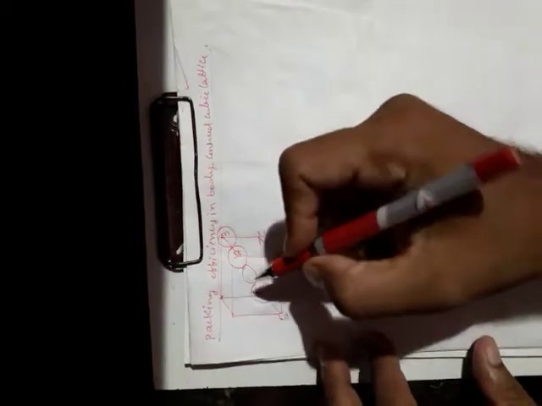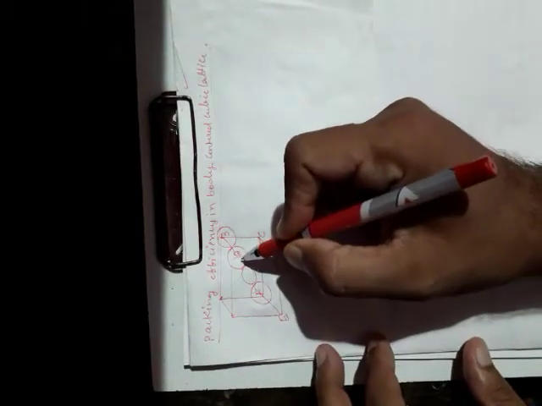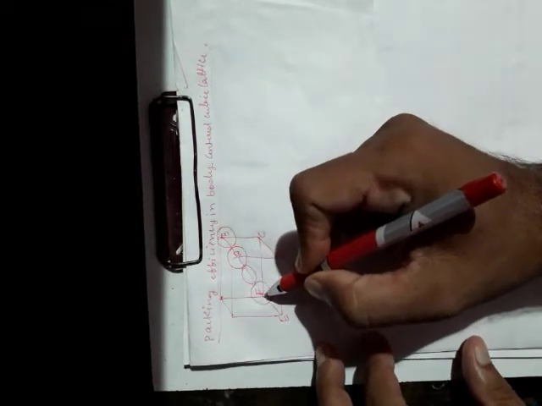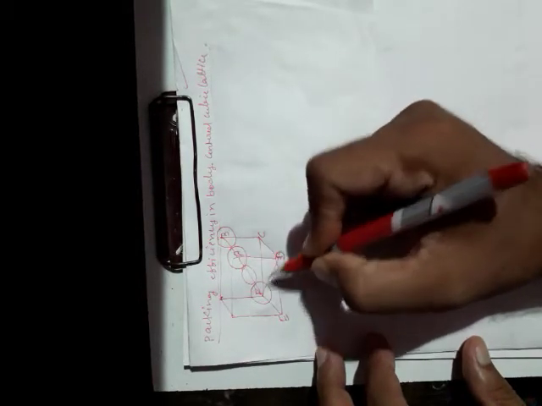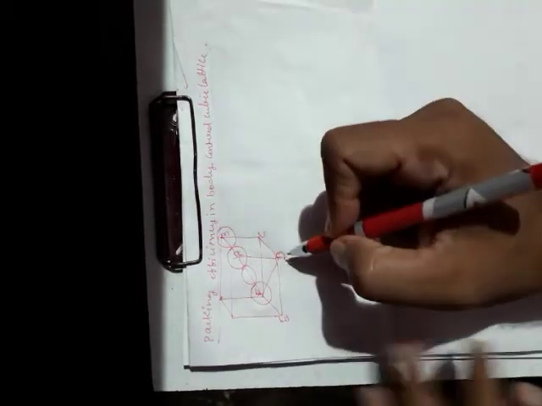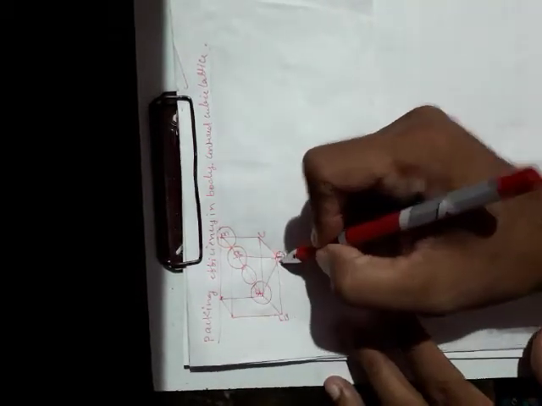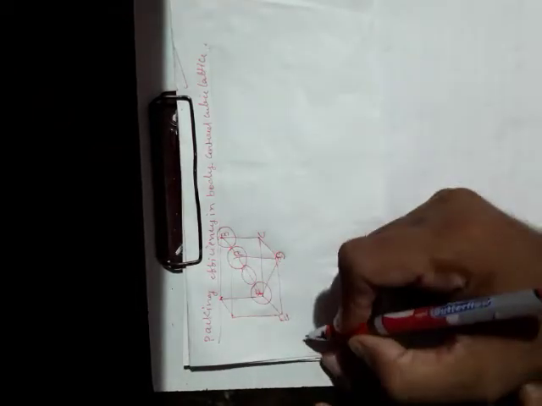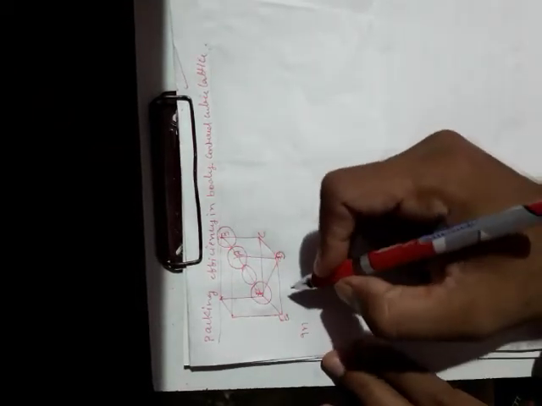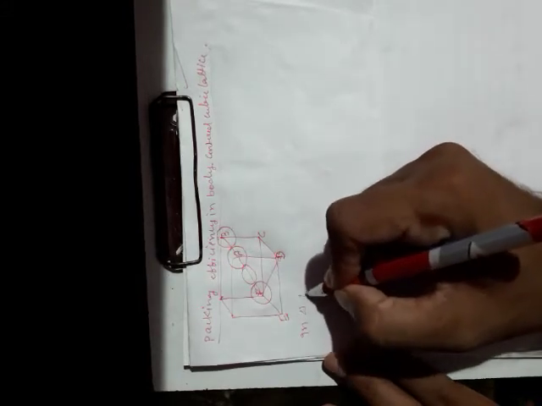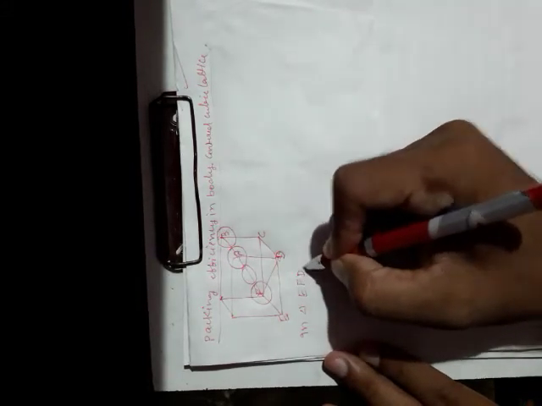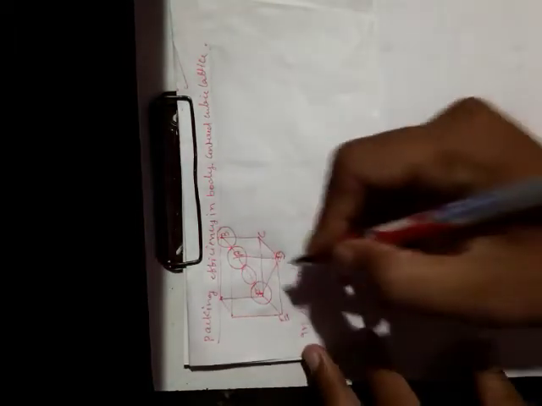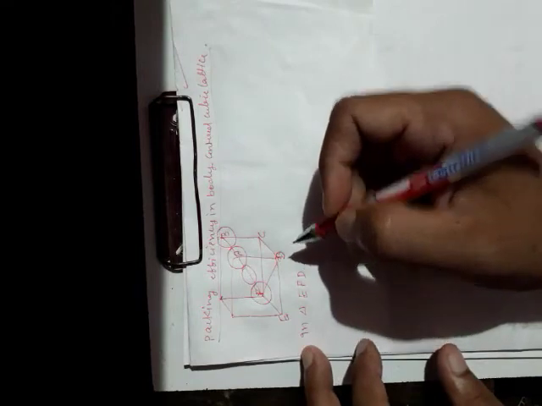Now there are two triangles. We suppose two triangles: one is ADF and the other is DEF. In triangle DEF, the triangle EFD.